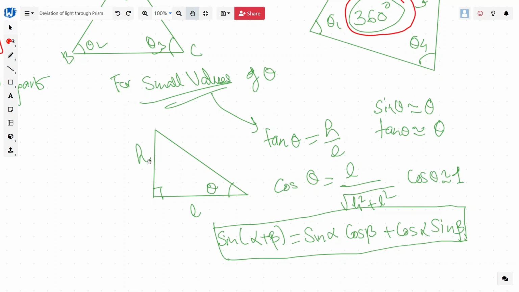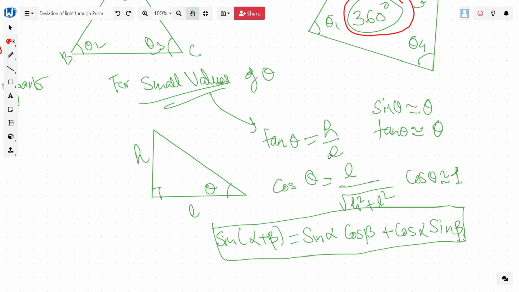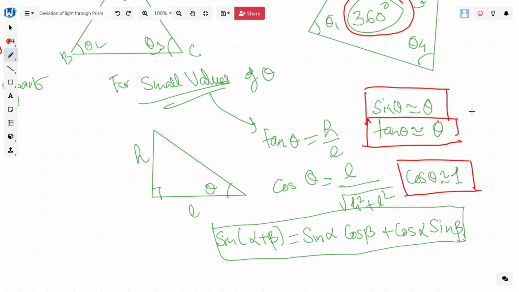Now here we have a right angle triangle. This is H, this is L, this is 90 degrees and this is theta. You can write tan theta is equal to H by L. For very small angles, like 1, 2, 3, 4, 5 degrees, we can assume that tan theta is equal to theta and sin theta is equal to theta. Similarly, cos theta is defined by L divided by the square root of L square plus H square, and for small angles, cos theta is going to be 1. You can verify that by looking at the tables of sin, cos and tan theta in a book.